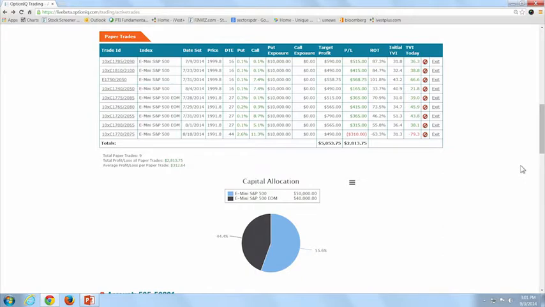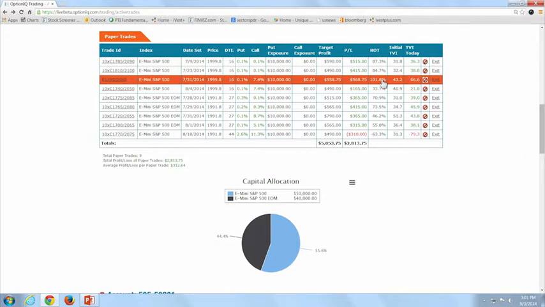Okay, so let's actually exit one of these trades. Let me show you the process. The trade that I want to exit right now is this one right here. It's at 101.8%. It's over 100%. This one is definitely one we want to get out of. There's some other ones, but I just want to show you this as an example.